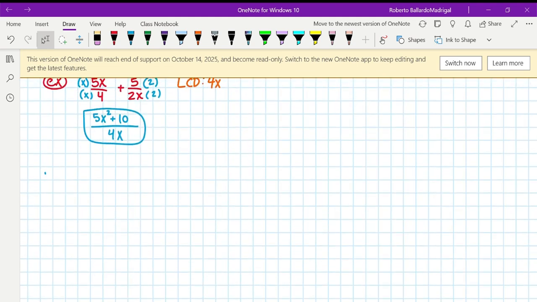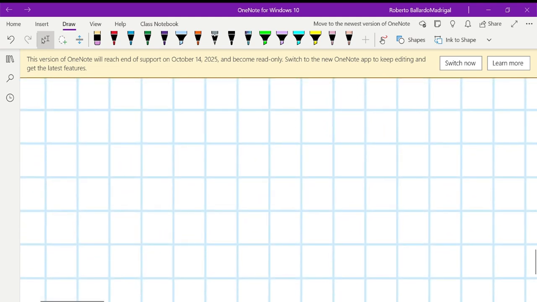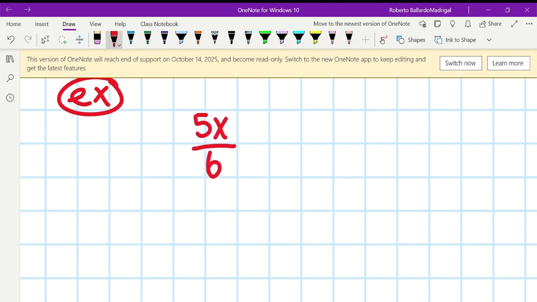I think I'm out of space. All right. So here's the next example: 5x over 6 plus 3 over x plus 4.